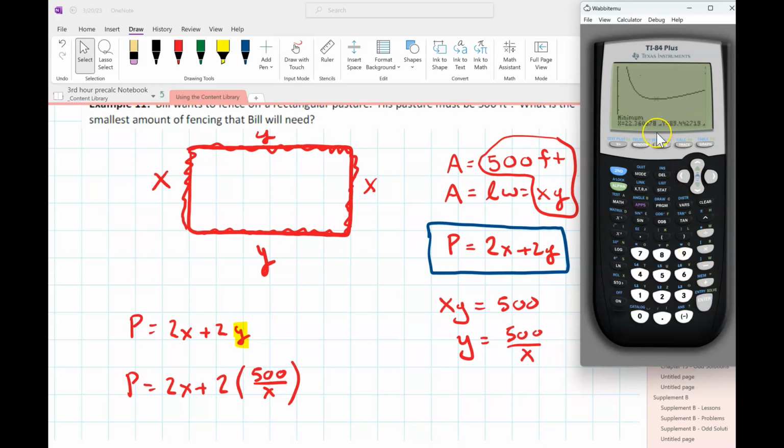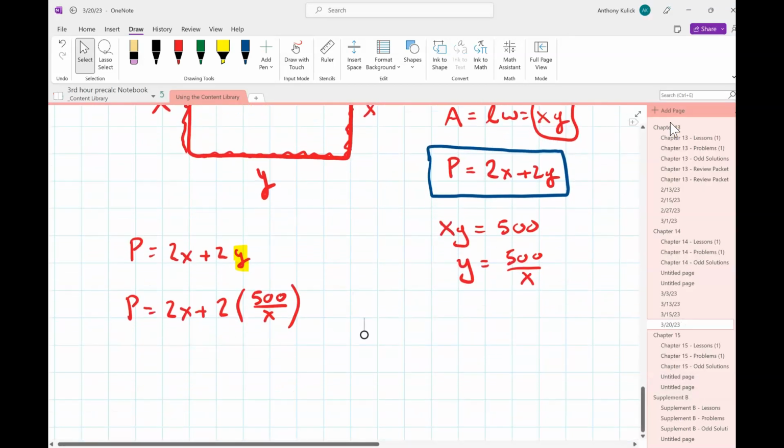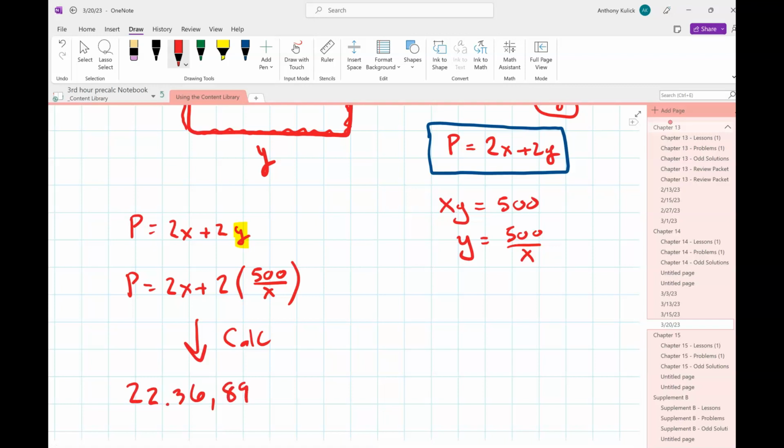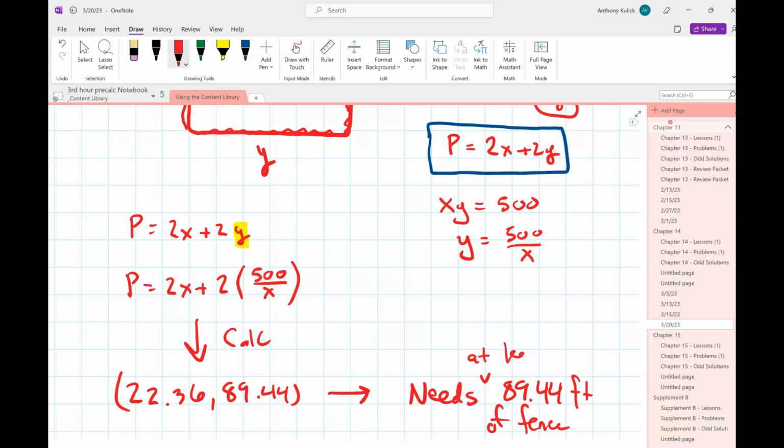And then I guess it doesn't matter. So there's my minimum, 2236. And the perimeter would be 89.44. So we need 89.44 feet of fence. Guess we should say at least.